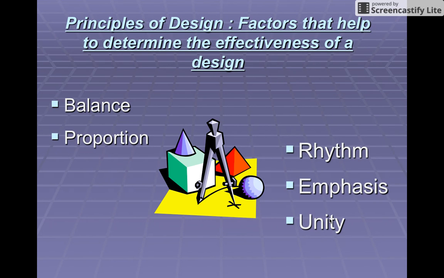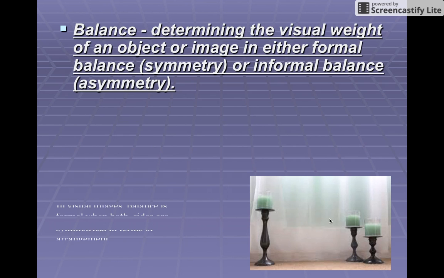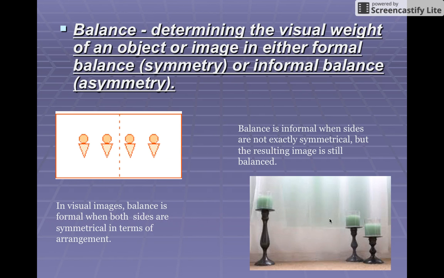So principles of design, again, those rules that we have to follow in order to create an effective design. We have balance, proportion, rhythm, emphasis, and unity. So to go over each of them, first we're going to start with balance. So balance determines the visual weight of an object. And there's 2 different types. You have formal balance, which is symmetrical, or informal balance, which is asymmetrical. And you need to know that formal and symmetrical are interchangeable, and that informal and asymmetrical are interchangeable.